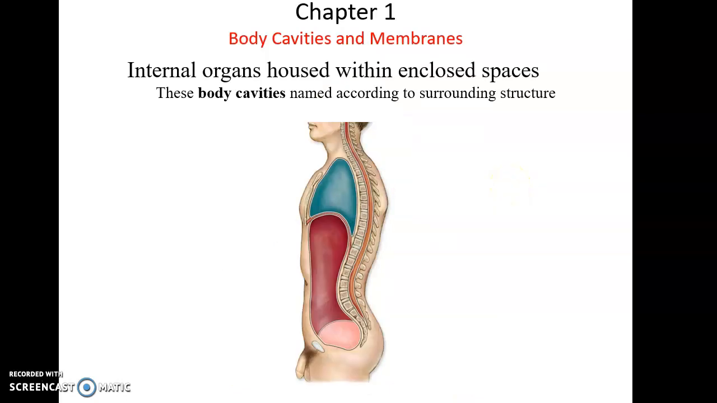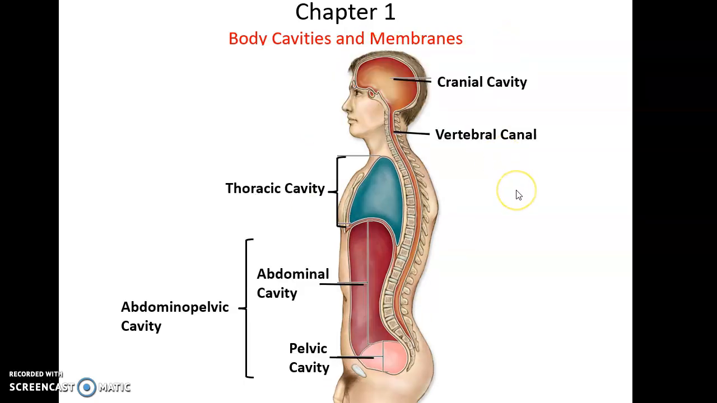Body cavities. It turns out many of our internal organs are housed within enclosed spaces, and these spaces are referred to as cavities. And sometimes those organs are also wrapped around by membranes. So, some of the important body cavities. We have the cranial cavity, where you find the brain, the vertebral canal, where you can find the spinal cord. Again, vertebral canal is a cavity, even though it's not called cavity.